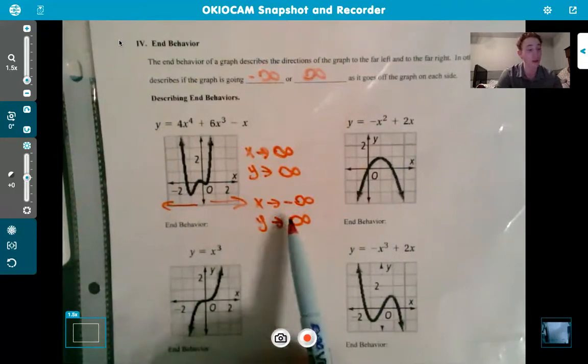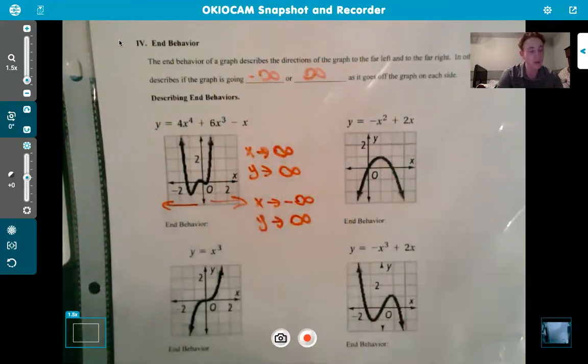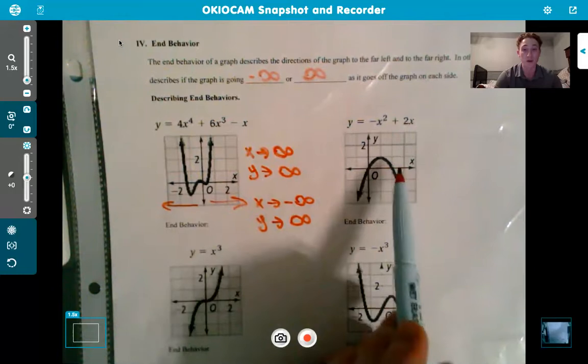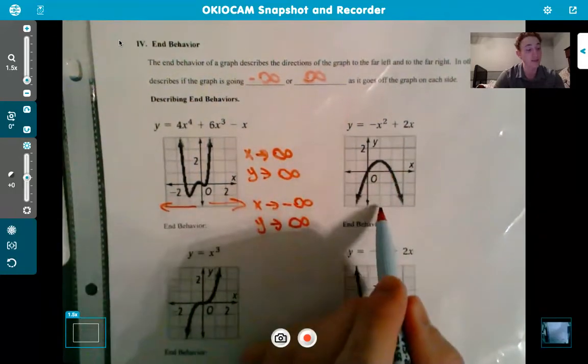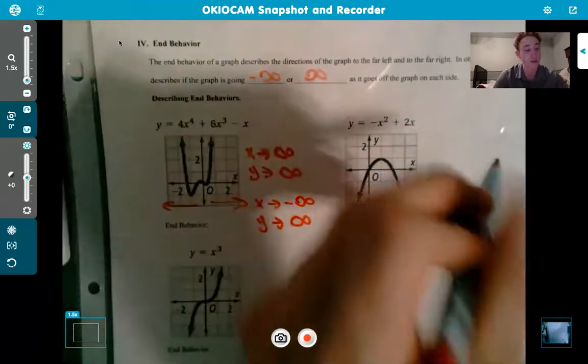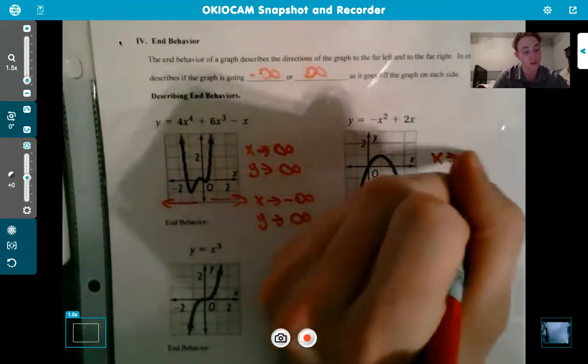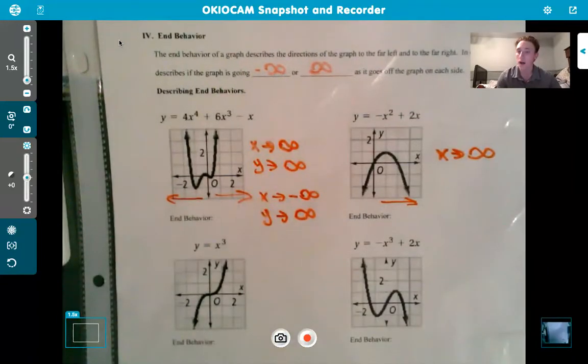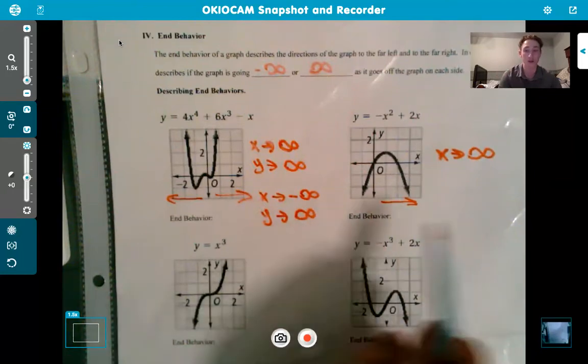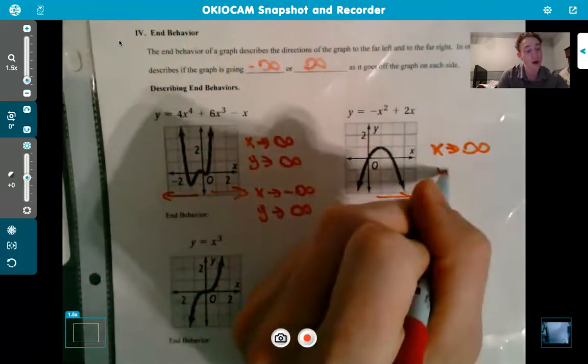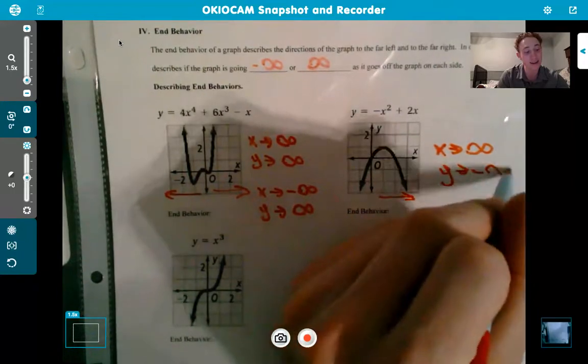Notice that they're both going to positive infinity. I might have y equals negative x squared plus 2x, right? These are just some very specific examples. Notice that as I approach positive infinity in the right direction, so as x approaches positive infinity, where's my y going? Notice that it's decreasing as I move in this direction here, so my y is now approaching negative infinity.